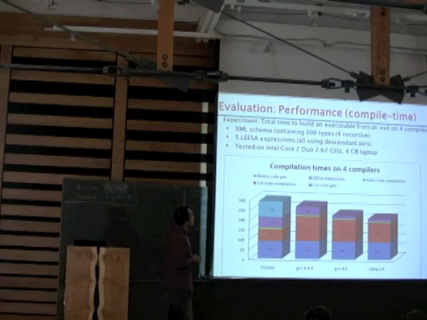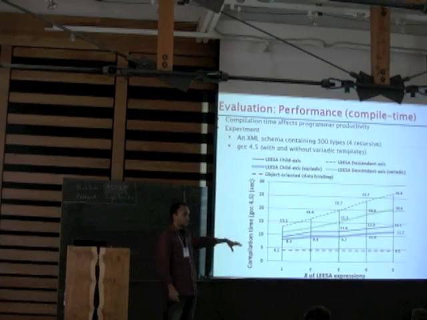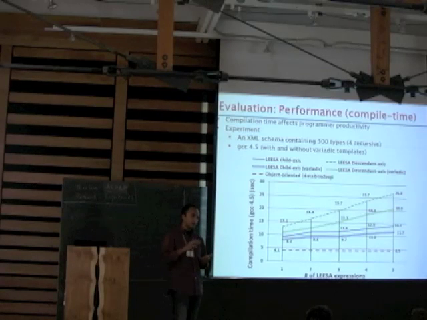The third graph I have here is the overall compilation. The earlier graph was a single file having five Lisa expressions. That means the other stuff, like compiling your data binding code itself, the object-oriented code, is already done, so those object files are already ready.